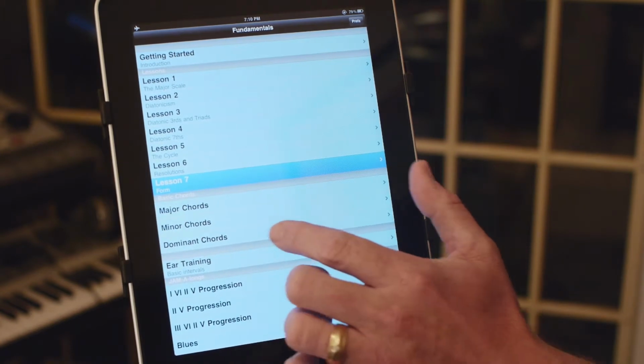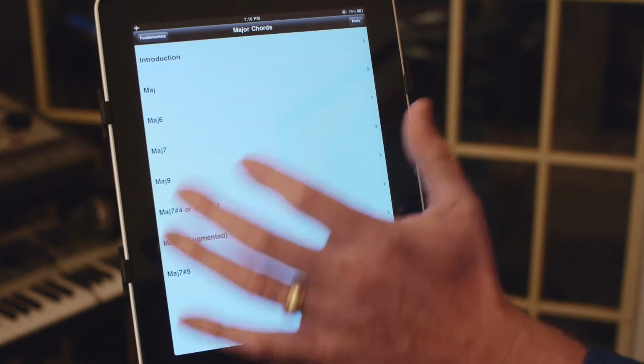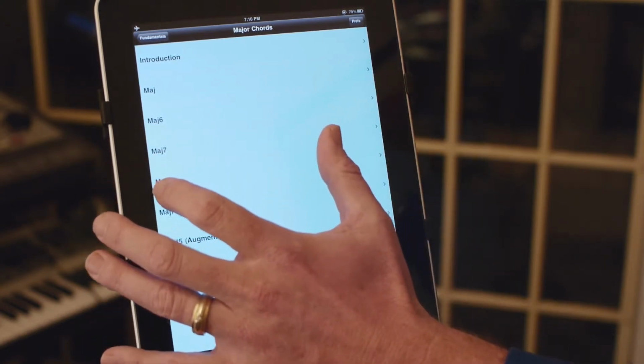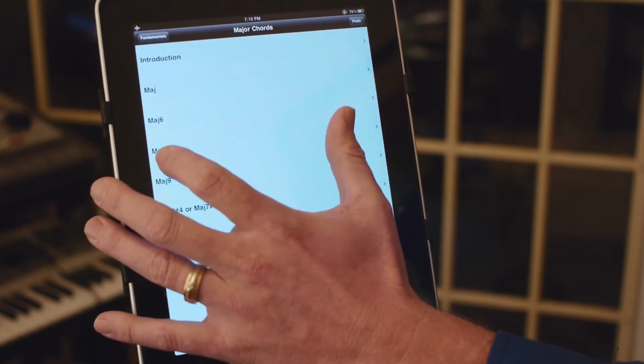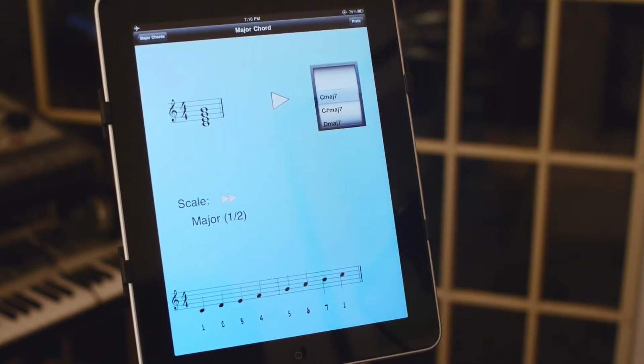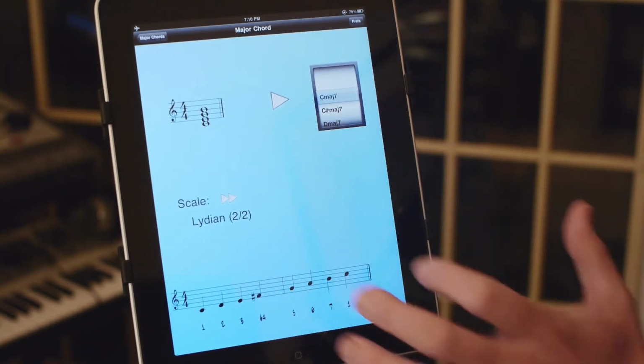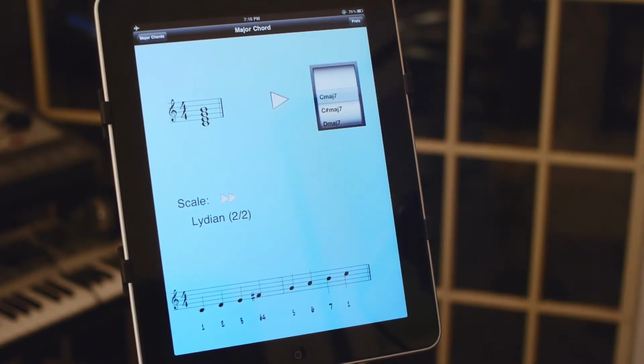In Fundamentals, there's also a kind of a chord scale compendium. You can look up a specific chord type, and you can hear different scale choices. Like if I look at a major 7, I can hear what a major scale sounds like, or I can find out what a Lydian scale sounds like over that same chord.